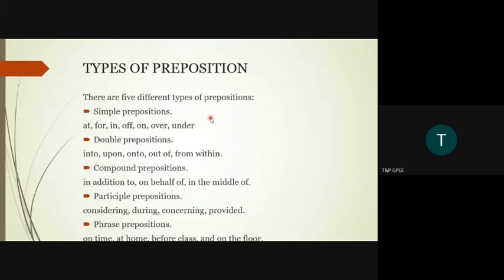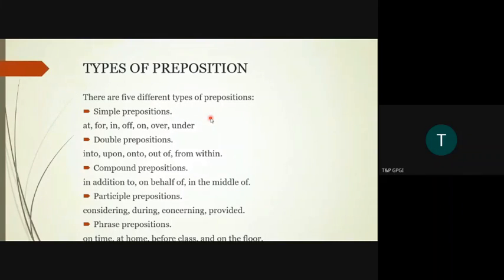Moving on to participle prepositions, a few examples are considering, during, concerning, or provided. Okay, the words in these sentences stand for participle prepositions. Moving on to the last type, that is phrase prepositions. A few examples of phrase prepositions are on time, at home, before class, on the floor, and the list goes on. There are many more. Okay, so these are the few examples that I wrote down.